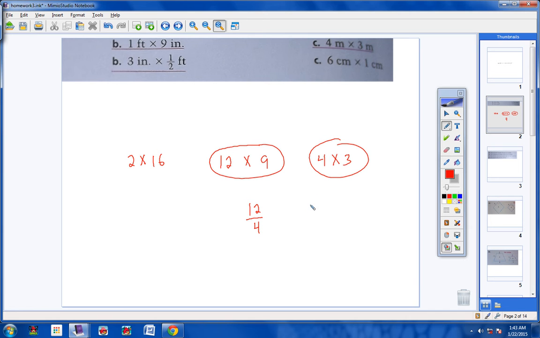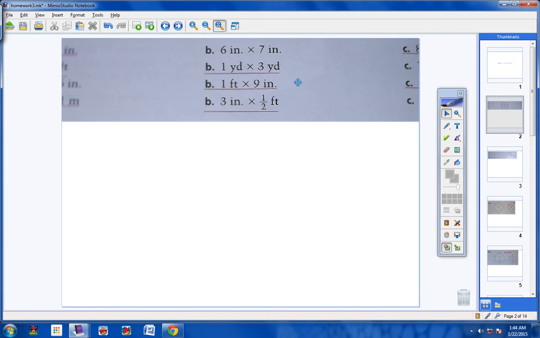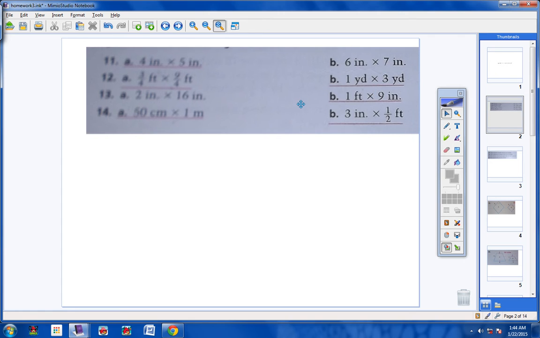9 corresponds with 3. Reduce 12 fourths, you get 3 over 1. Reduce 9 thirds, you get 3 over 1. They're equal. So yes, these two here are similar rectangles. These are the dimensions of rectangles that are similar. And the last one, number 16 or number 14.